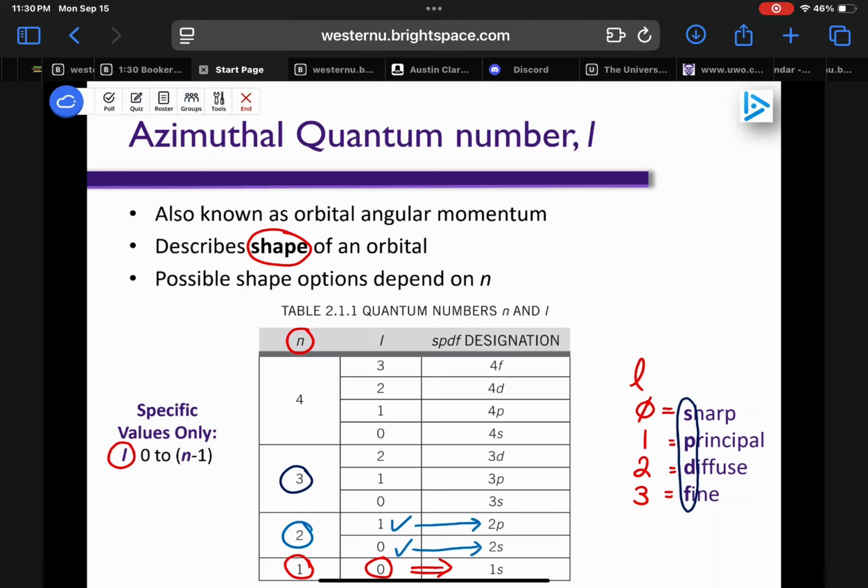Who remembers S, P, D, F from high school? Okay, excellent. So you might already be visualizing what S, P, D, F means. We're going to get to that. It's coming up and it's going to come together. Until then, we're going to move along with our quantum number rules.